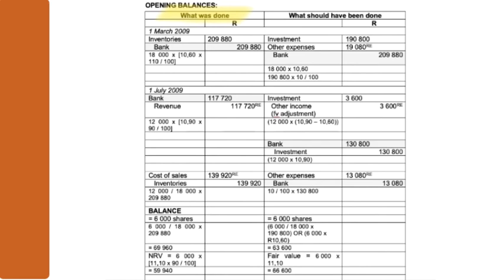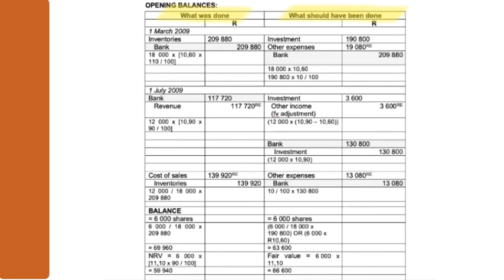Then the second thing that you need to do is what should have been done. Now, what should have been done is in terms of IFRS 9, you should have accounted for these shares as shares. They weren't inventories. Shares you were trading fall in the category at fair value through profit or loss. So you need to apply the rules of at fair value through profit or loss.